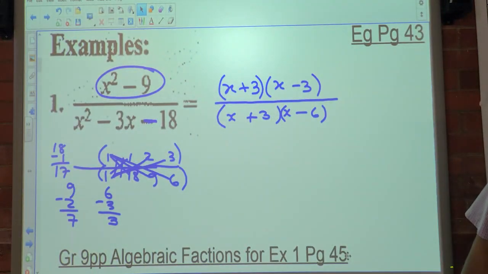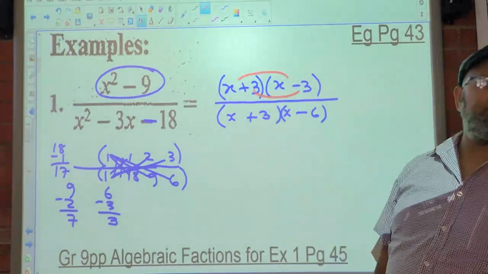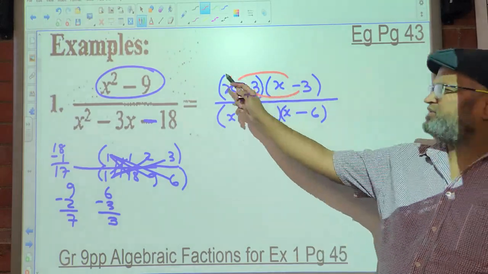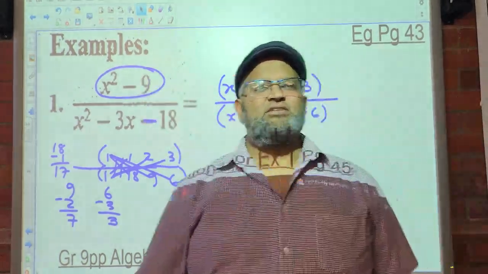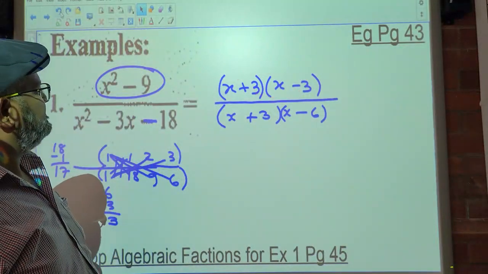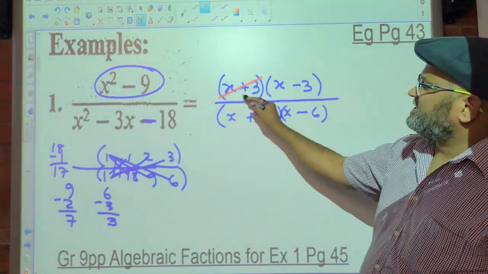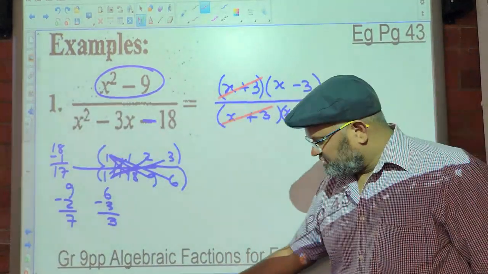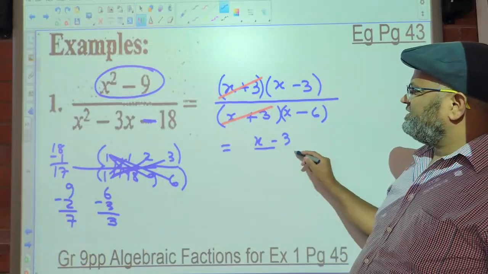So what do we do now? Multiplication says times that in. We can cancel the common bracket. So what is common here? X plus 3 cancels x plus 3. So what are we left with? X minus 3 over?